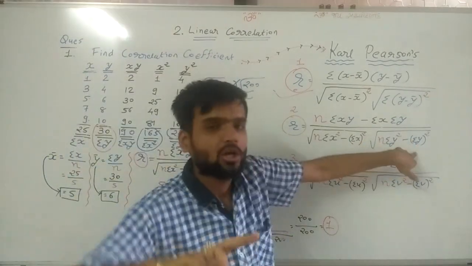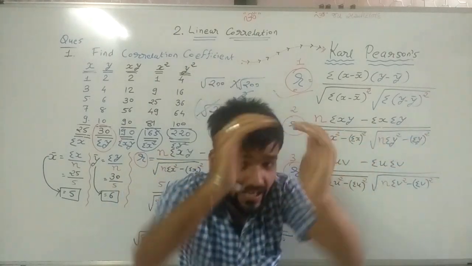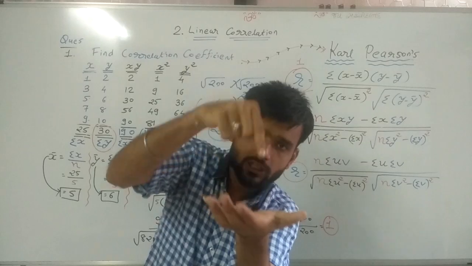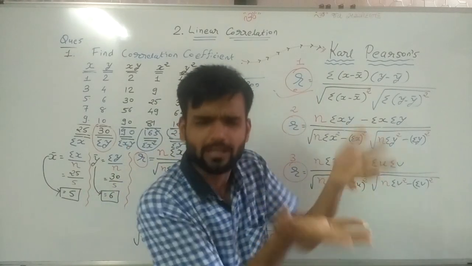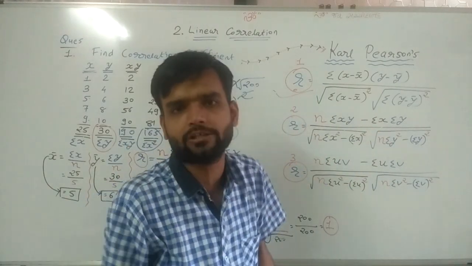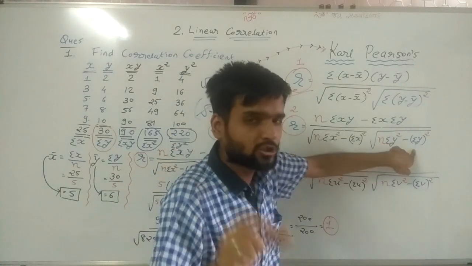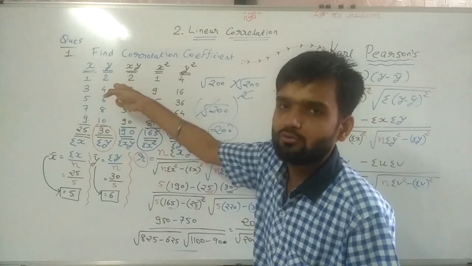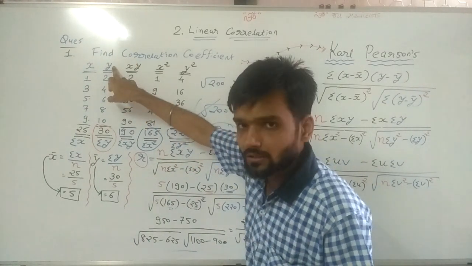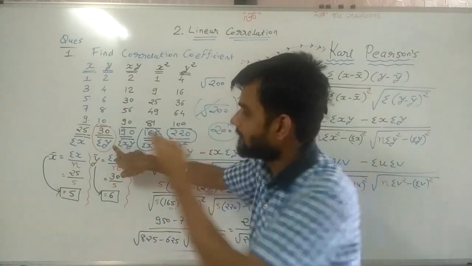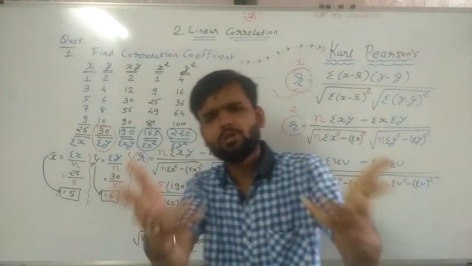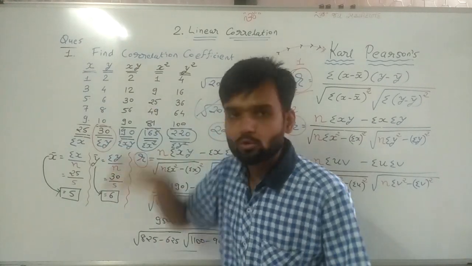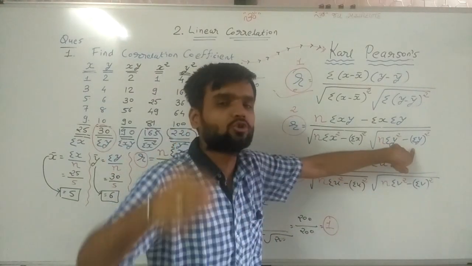Minus sigma y whole square. So in bracket sigma y is given. So first solve the bracket. That is the rule of mathematics, you know. Everybody has knowledge about it. But first of all we need to solve the bracket. So in bracket we need sigma y. It is already given to you. Y is given, the total of that is sigma y. So sigma y is equal to 30. So it is already available. So sigma y is equal to 30 and here we need to find 30 square.